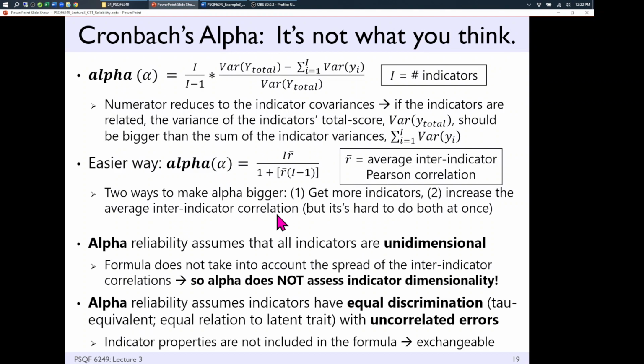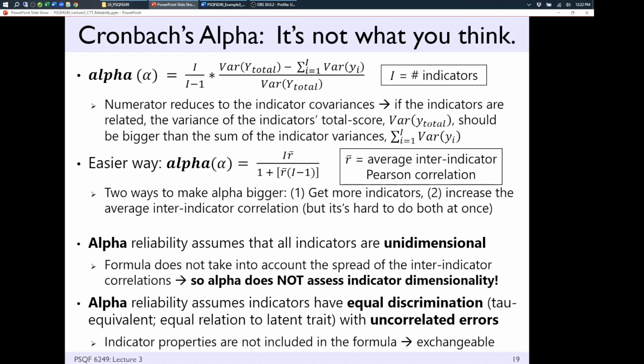And as we said on the previous slides, the big problem with this is that alpha assumes without testing that the indicators are all measuring one thing, that they are unidimensional. And we will, throughout the semester, learn how to do this using latent variable measurement models instead. Why alpha has to assume this is because there's nothing in the formula that takes into account the spread of the inter-item correlations, or their standard deviation. You can think of it that way.